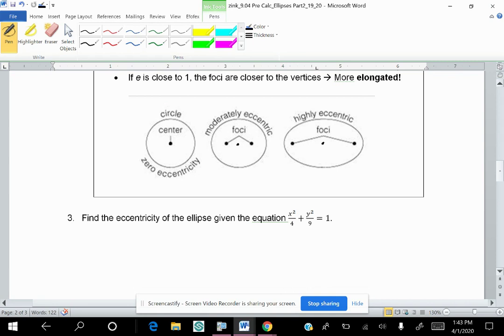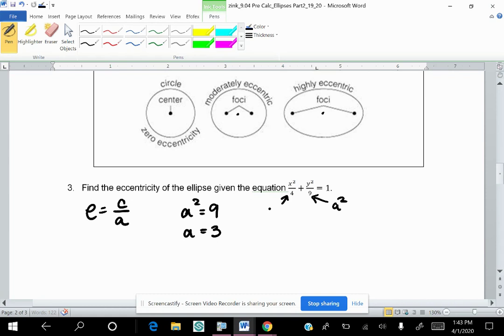Find the eccentricity of the ellipse given this equation. So eccentricity is E equals C over A. Well, I know A is always the largest number, so my A squared must be 9 here, which means A must be 3. Okay, I also know that the smaller number must be my B squared. So I know that B squared is 4, so B must be 2.